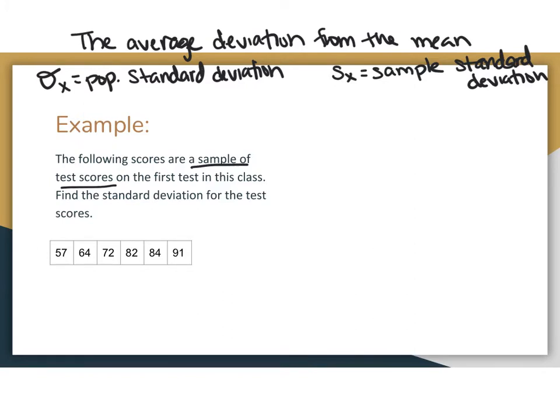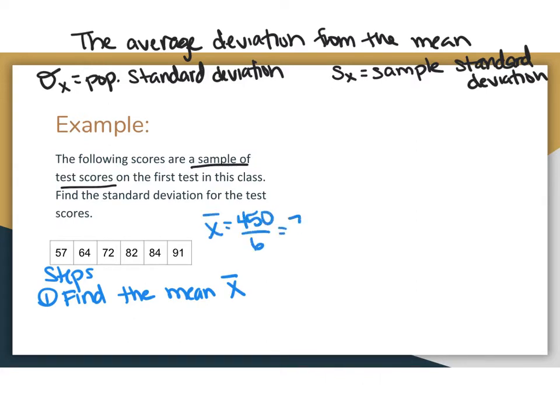That means in order to start this process, here are my steps. The first step is to find the mean. And we're going to find the mean of a sample, so we call that x bar. And when I calculate x bar for this sample right here, when I add up all 6 of these values, I get 450, and I'm dividing that by 6. So x bar is equal to 450 divided by 6, which is just 75. So the average score for this class, or for this sample of data, is 75.